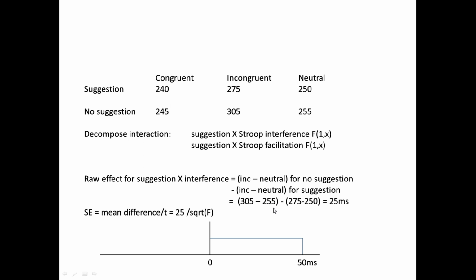So we're using one of the simple effects to fix the interaction effect. And again, we can use the F for the interaction, square root to get a t, and that gets our standard error. So this turns out to be a fairly general procedure for looking at interactions.